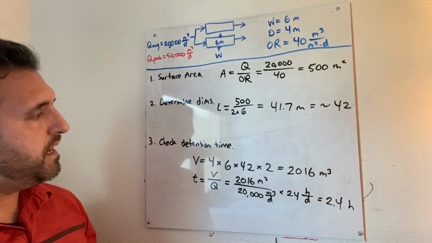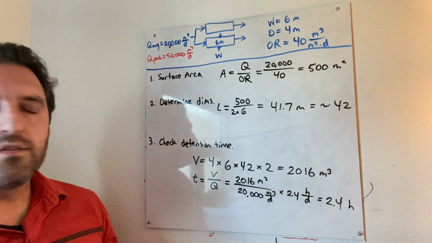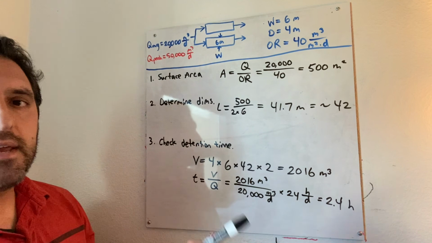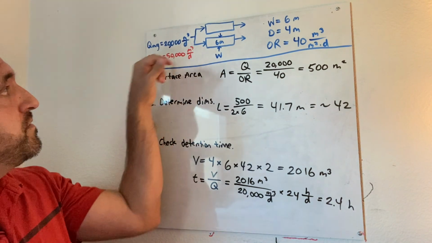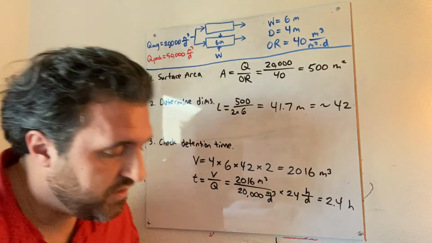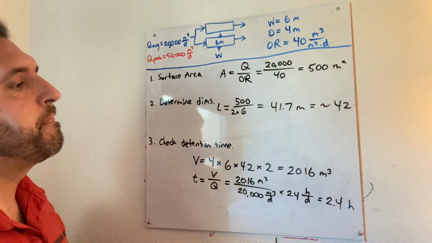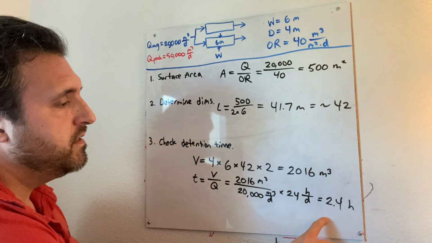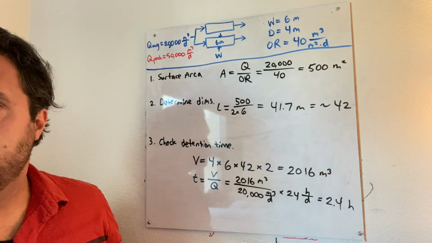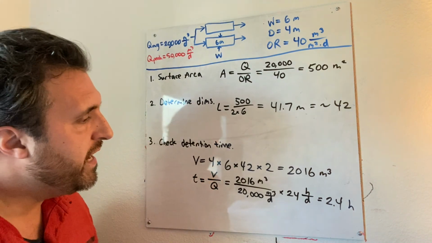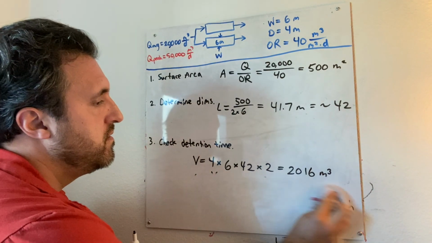All right, next step is to check the detention time and the overflow rate under peak flow conditions. So we've got a much higher flow rate during peak flow. And we want to check to make sure that the detention time and the overflow rate are still within acceptable range under those peak flow conditions.